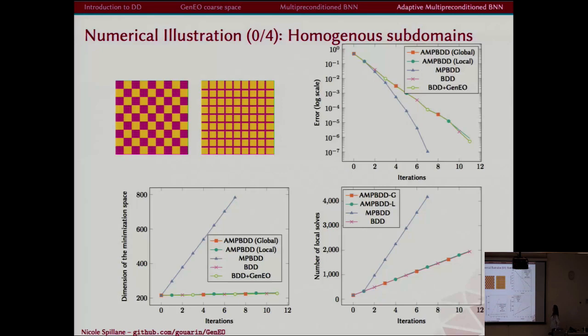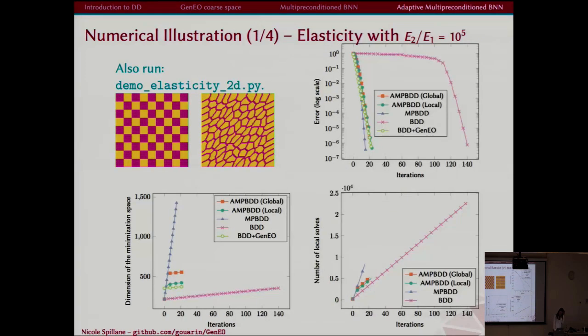So we do get that. We see that all the curves are more or less the same here for all the adaptive algorithms. We don't have a larger minimization space. And of course, the only one that stands out is the fully multi-preconditioned method, which is not adaptive. So that is reassuring in a sense. We're not going to work too hard for a very easy problem.